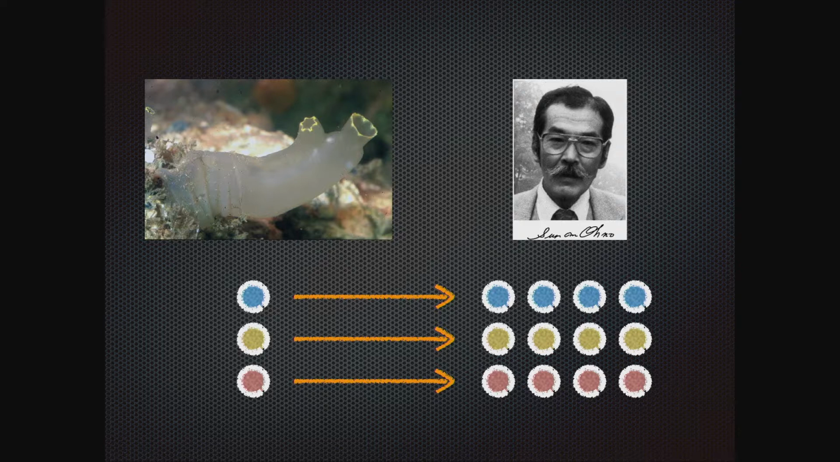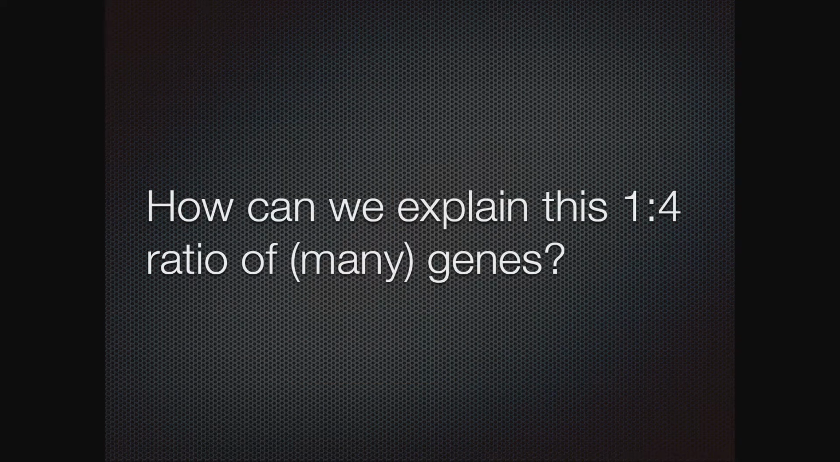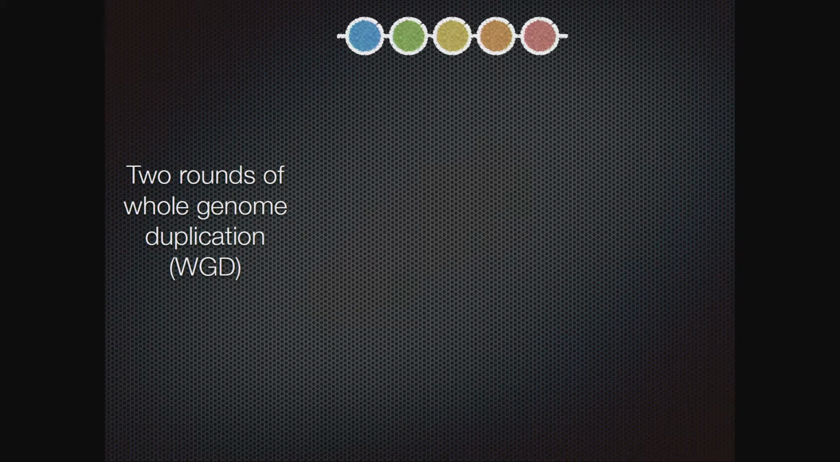So what do we think happened? How can we explain this 1-to-4 ratio? What made this happen? This holds for many genes, not all of them, but it's a strong ratio. What we think happened is, instead of just gene duplication, instead of just genes getting copied, that the whole genome, so all of the DNA, got copied.